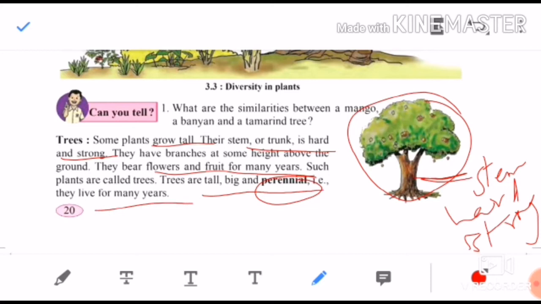So the first classification of plants is done. The first one is trees. Remember, trees are tall, very big, and they live for many years. They bear flowers and fruits for many years. So remember, how is their stem? It is very hard and strong.